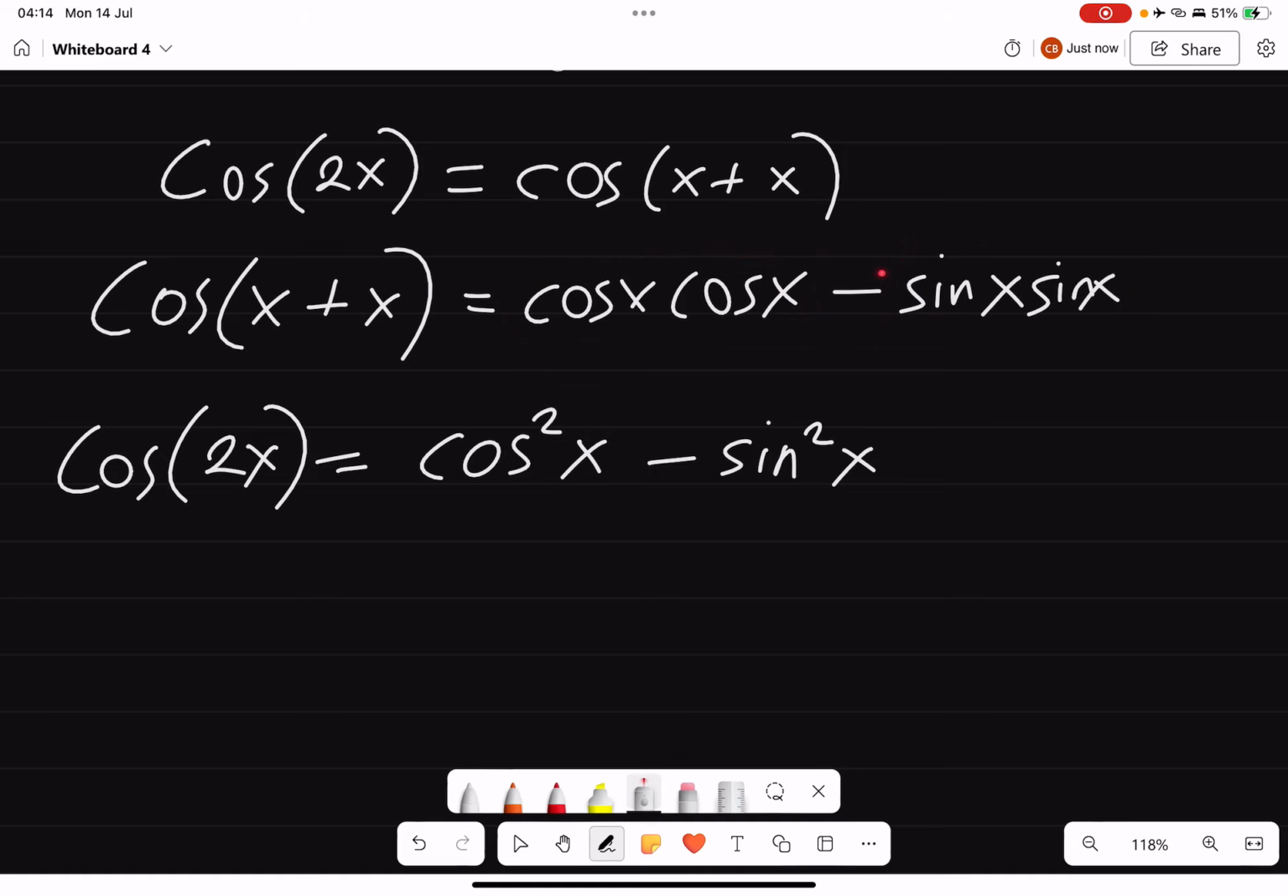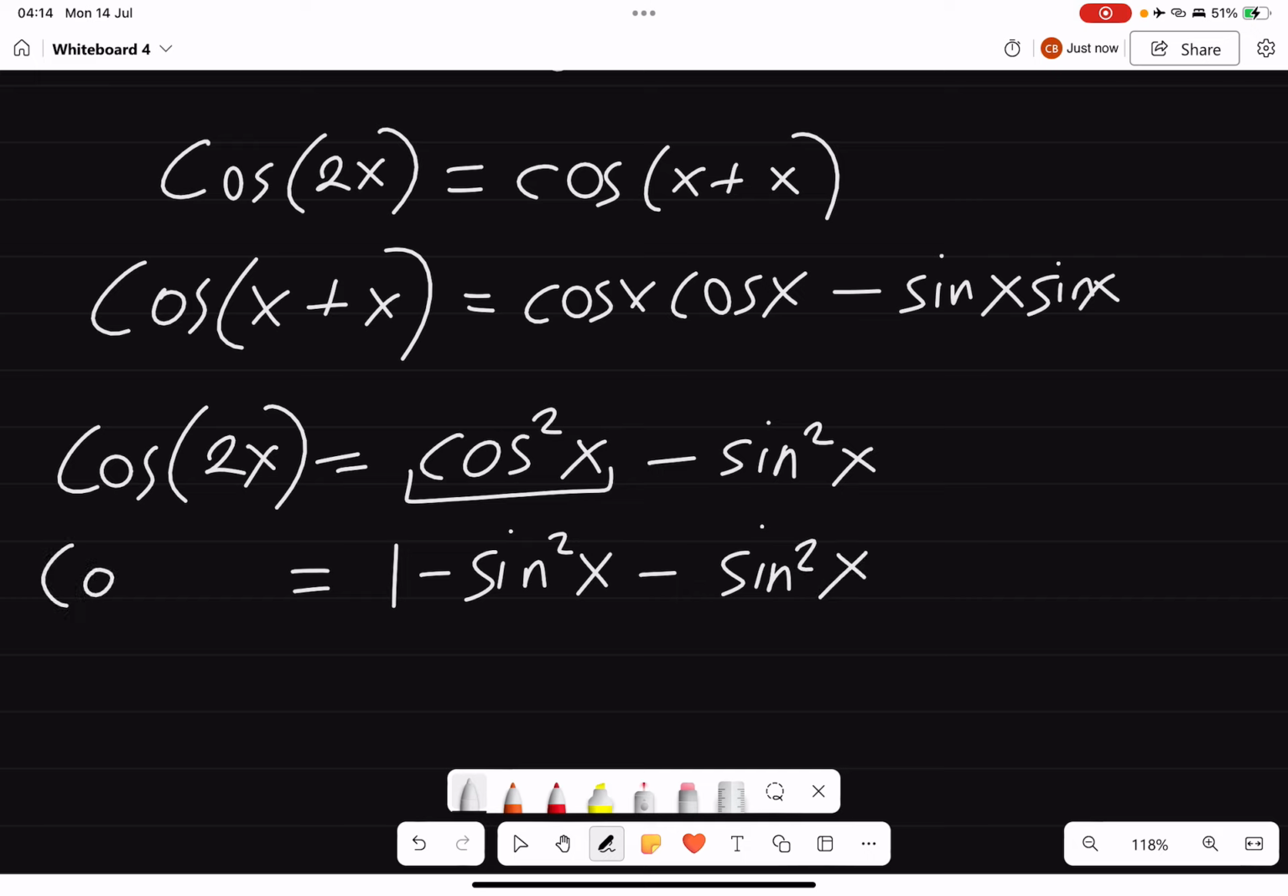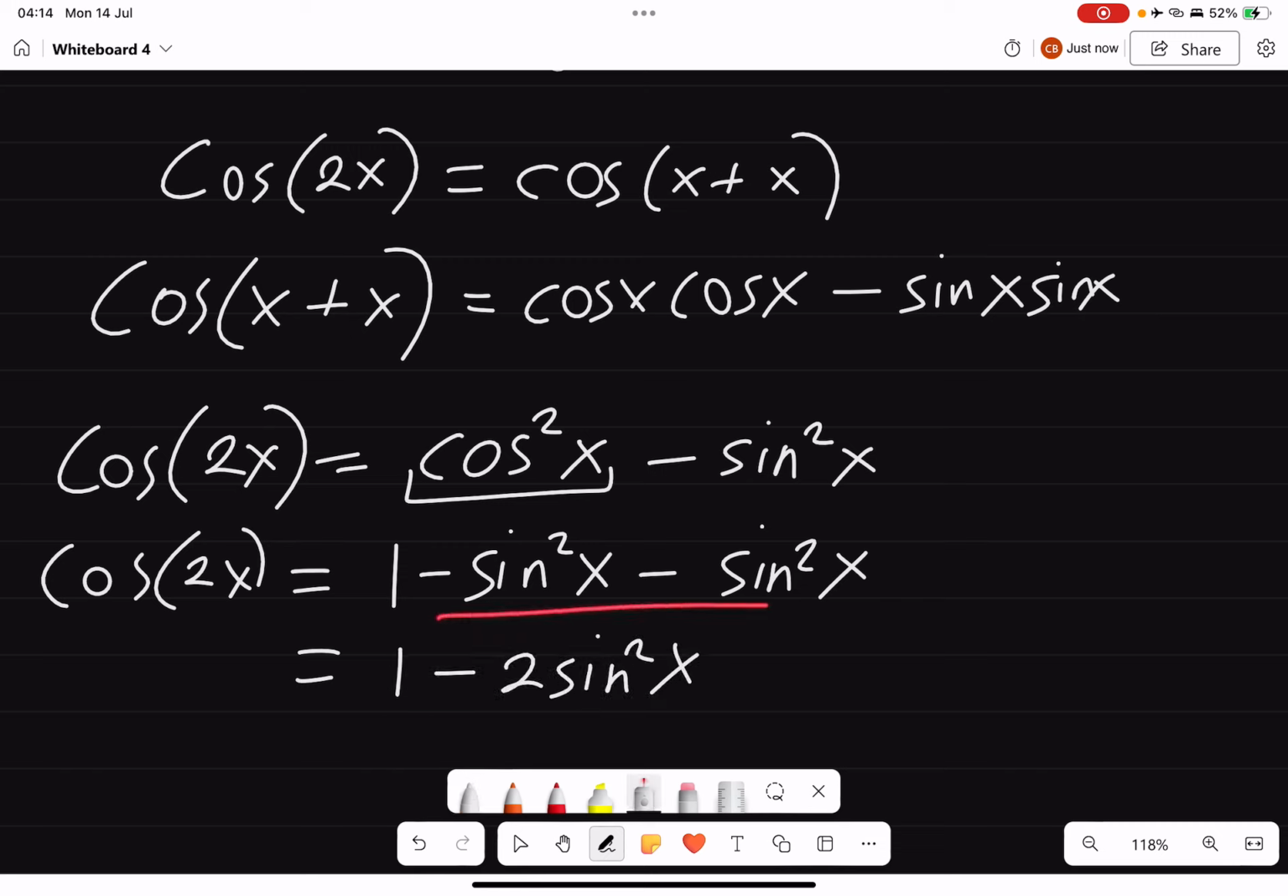But remember, we need sine only, so we need to get rid of this guy. We know that cos²θ is the same as 1 minus sin²θ. So I'm going to replace this as 1 minus sin²x minus sin²x. Then here I have cos 2x. And my answer will be 1 minus 2 sin²x. Because these two guys are like terms. So minus 1 will be minus 2.